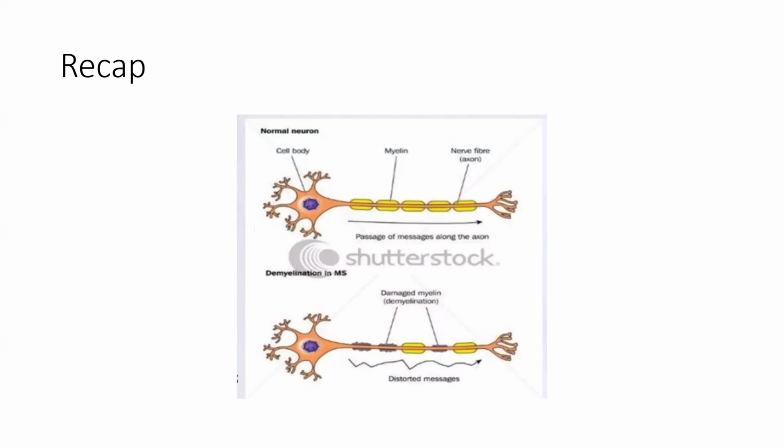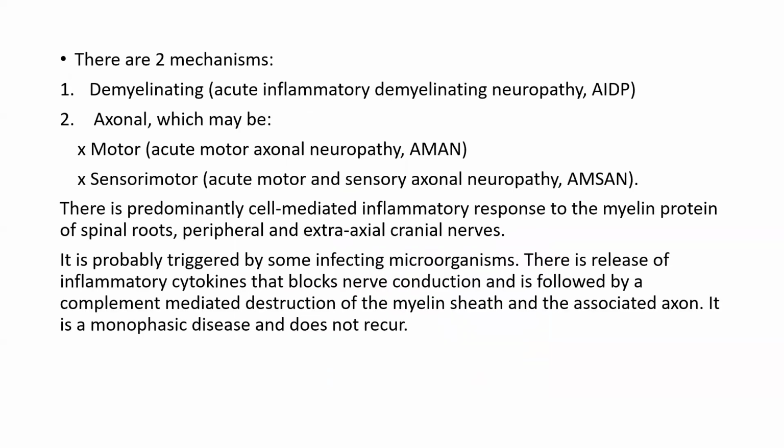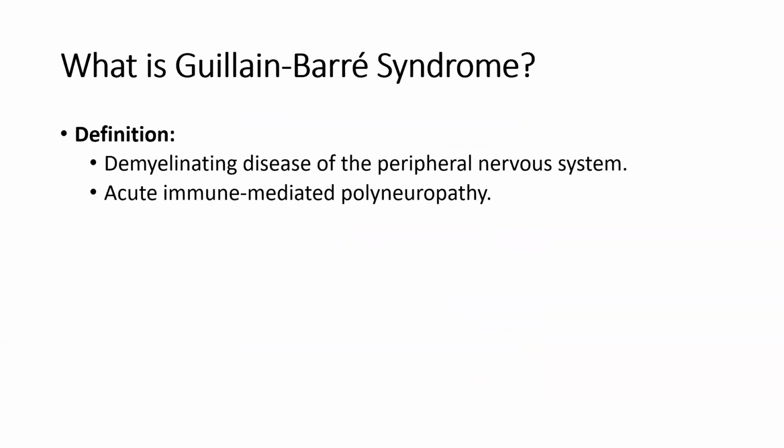You can see that we have demyelination, but it's not entire demyelination. It's a segment of the myelin covering the axon, a segment that's usually attacked. So we have two mechanisms, demyelination and axonal. It's mostly an acute, if we go back here, acute immune mediated.